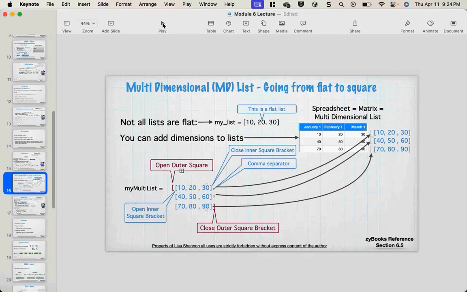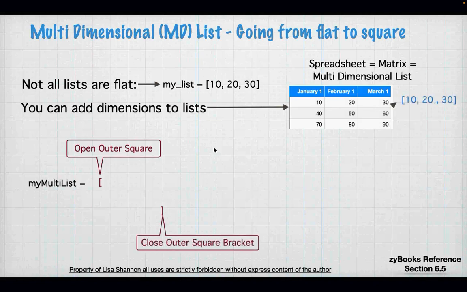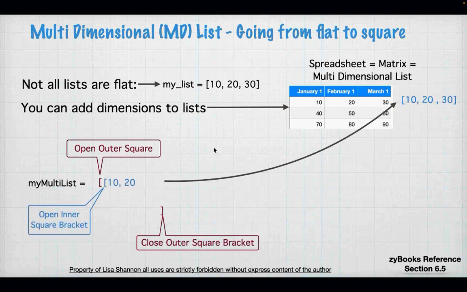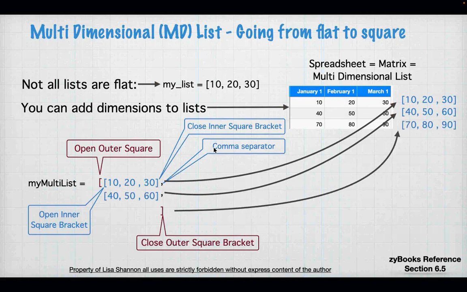Okay. Here's something new. Multidimensional lists. Multidimensional lists are spreadsheets. If you've ever seen a spreadsheet, then you have seen a multidimensional list. Lists that we have worked with up until this point have been flat lists. There's just a single row of numbers. Multidimensional lists have multiple rows of numbers. So you have the concept of rows and columns.